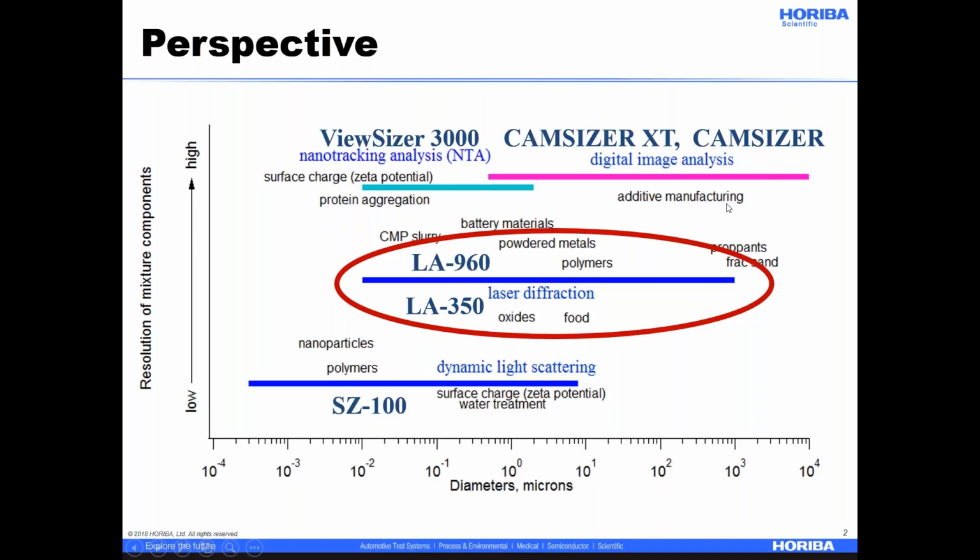As you go larger, you'll start looking at image analysis techniques and items such as the CAMSIZER. And as you go smaller, you'll look at probably the SZ100 and dynamic light scattering. But today we're going to hang out in this tens of nanometers to millimeter range.